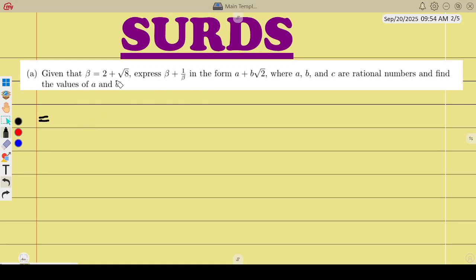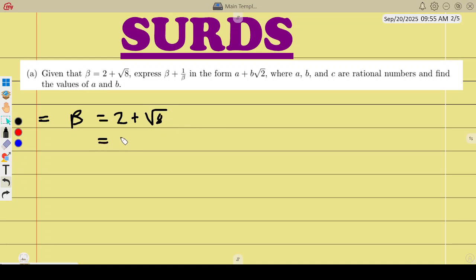Given that b is equal to that, they want us to express this in this form. Okay, so how do we go about it? We just have this b, so before we even do anything, we can simplify beta. Yeah, so this is beta. So 2 plus root 8.